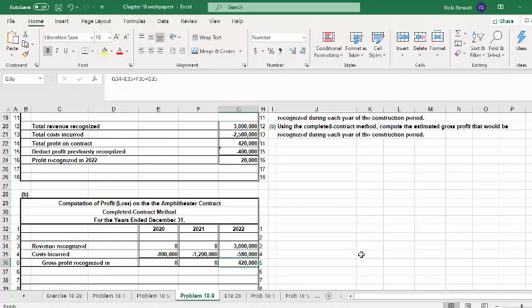And that is the conclusion of the demonstration for problem 18.9b.